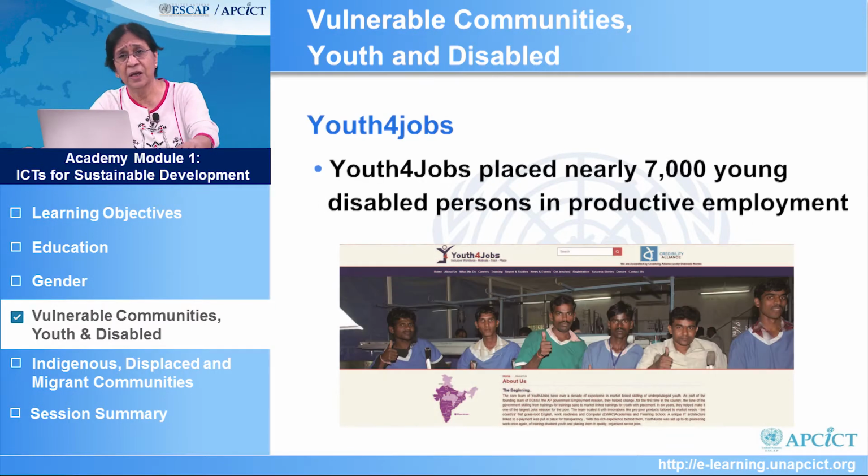One initiative that I found that I would suggest you look at is Youth for Jobs. Youth for Jobs is an NGO which provides training and capacity building and then placement in mainstream industry and service sectors for disabled youth.